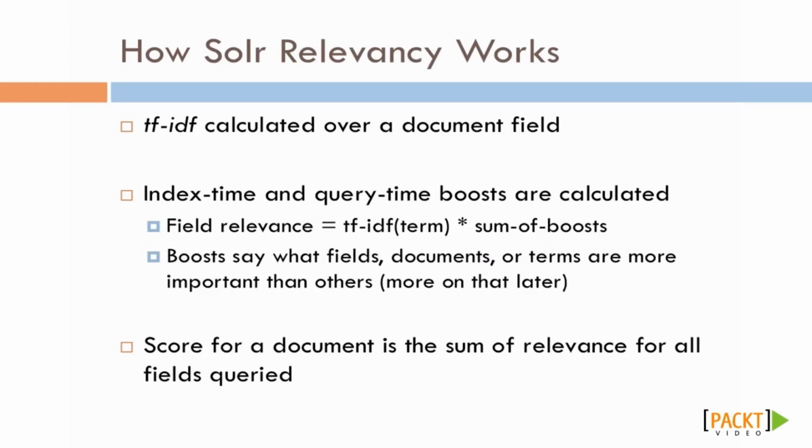So in Solr, we perform TF-IDF, but we perform it over each field that's queried. We also add in some additional boosting factors which help us, at query time or index time, tell Solr that these particular fields or these particular components of the query are more important than the baseline calculation. Finally, we get the relevance for each field and then sum it up, and that's the score for a Solr document when you get it back from a query.